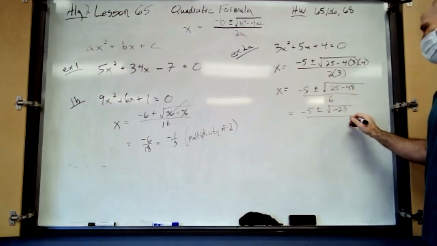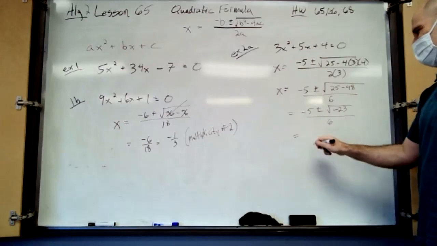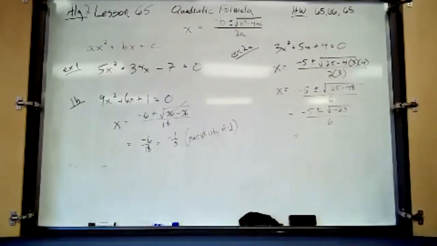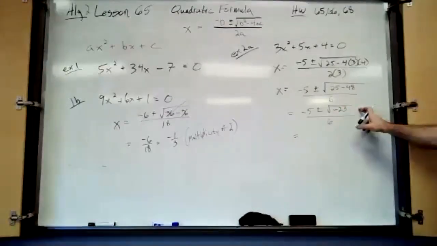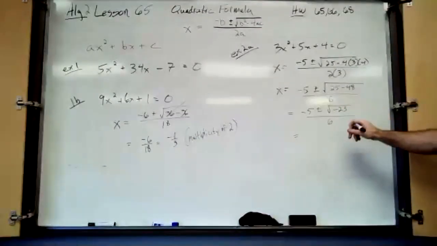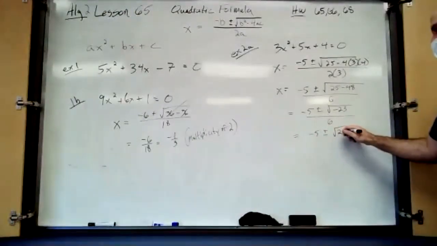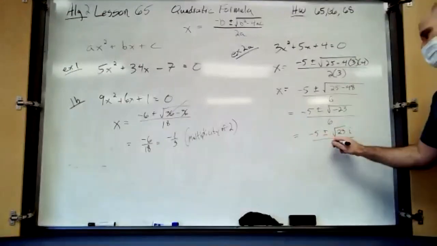What's the square root of negative 23? It's an imaginary number, right? Yeah. But 23 is easy because there's nothing square about that. So you can leave that in there. Just take the negative sign out and it becomes an i. So you get negative 5 plus or minus square root of 23 and then i, all over 6.